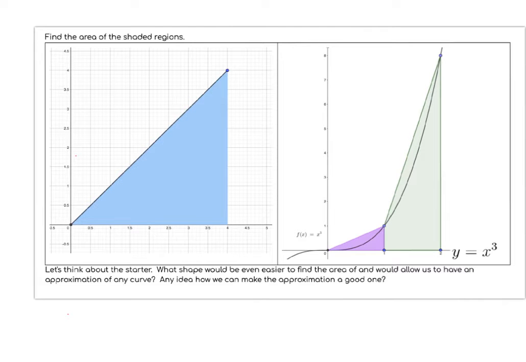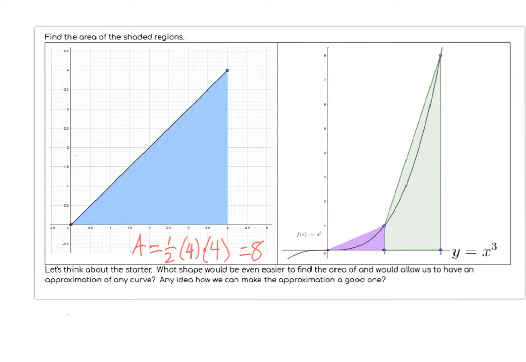Okay, so we've got a couple of different areas to find. The first area is just of a triangle. We've got 4 across, 4 up. We know that the area of a triangle is 1/2 times base times height. When we do that, we get 8. To get more accurate, we can break this into 2 pieces. I guess these are not the same, but they could have been.